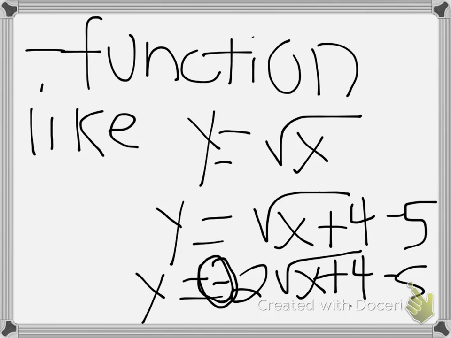Now, when you are trying to move one, you need to have a function. Your function needs to look like y equals the square root of x, y equals the square root of x plus 4 minus 5, y equals negative 2 square root of x plus 4 minus 5. The negative 2 is something we're going to talk about a little later.